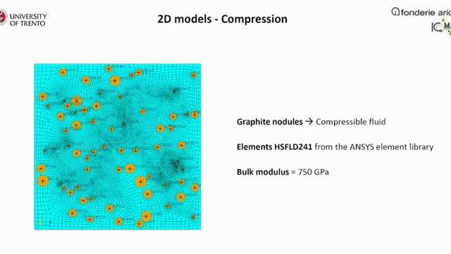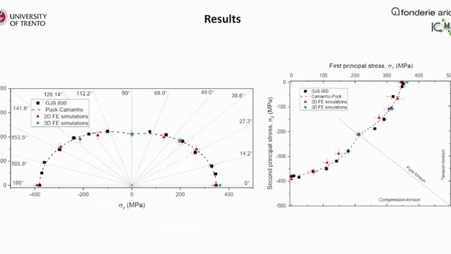And we had to tune the bulk modulus of the material, and we did it according to the pure axial compressive experimental curves. So we found a value of 750 gigapascal. And at the end, we carried out several biaxial loading combination simulations. These are the results, basically.